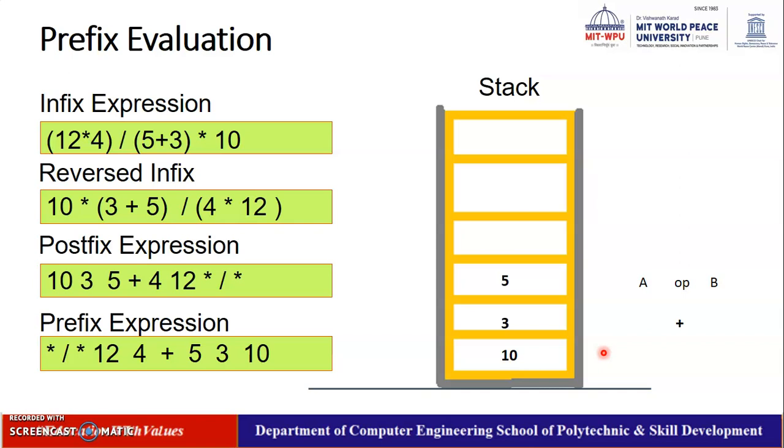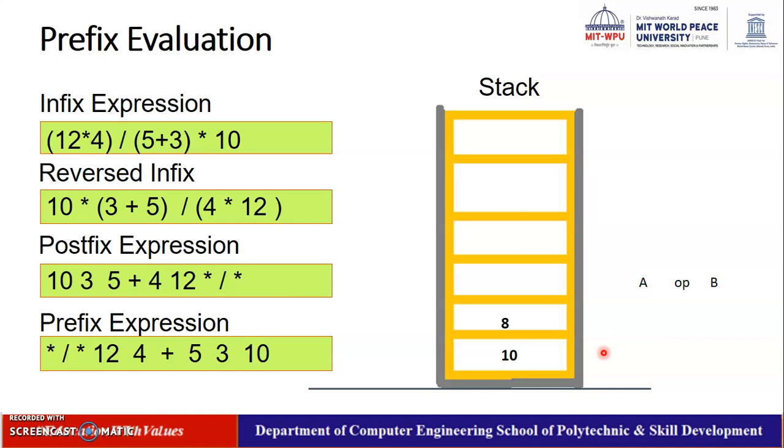When an operator comes, you pop the top two values. The top two values are 5 and 3. 5 is popped and considered as A, 3 is popped and considered as B. Then the addition of these two is done, and the result is pushed on the operand stack again. Now your operand stack contains 10 and 8.